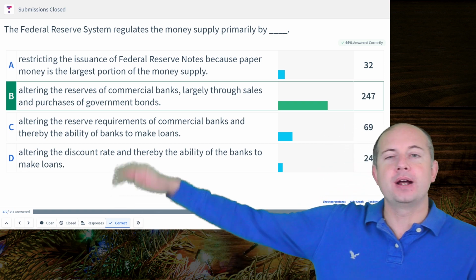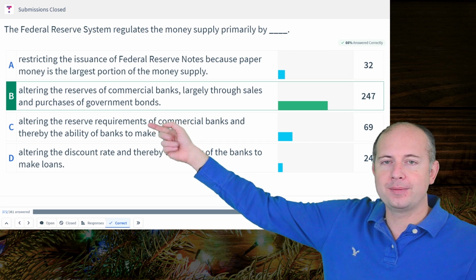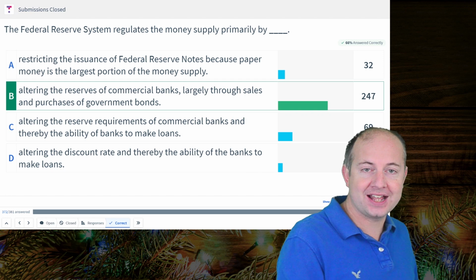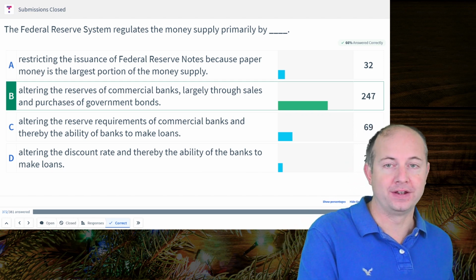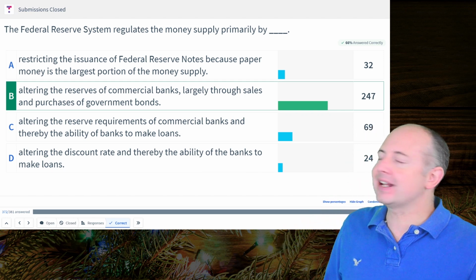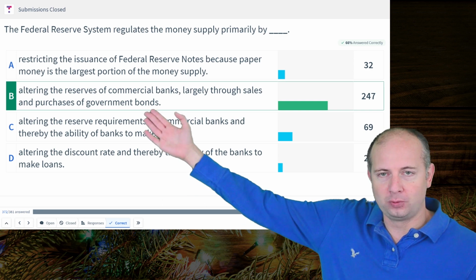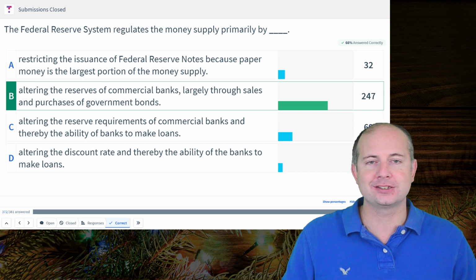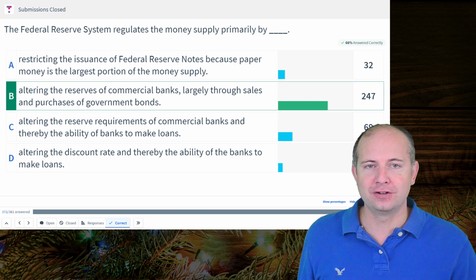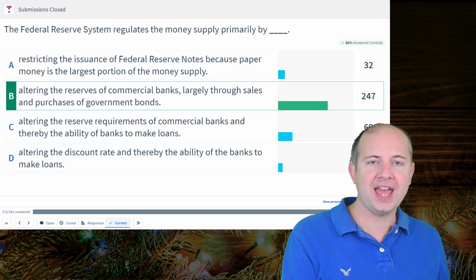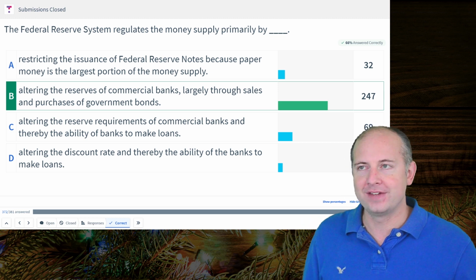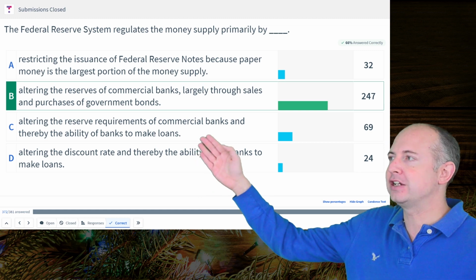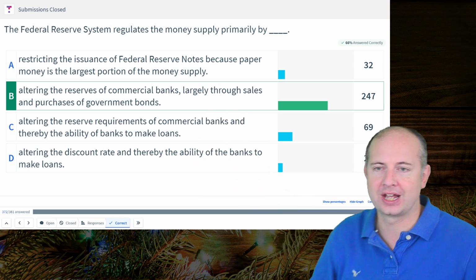Okay. C, altering the reserve requirements of commercial banks. So that is one of the tools that the Fed has. It's just a tool they don't use very often because a lot of times banks aren't actually limited by this. A lot of banks are not close to their reserve requirements. So if you tell a bank it has to go from 8% reserves to 10, but the bank was only at 5 anyway, it's not going to make a difference. So again, C is one of the tools that the Fed could use, but this is by far the most common.